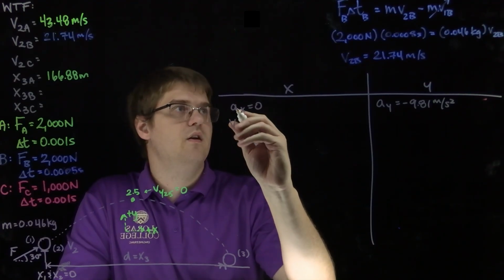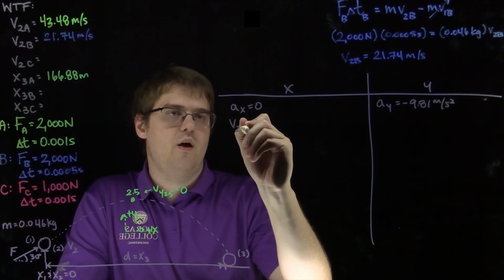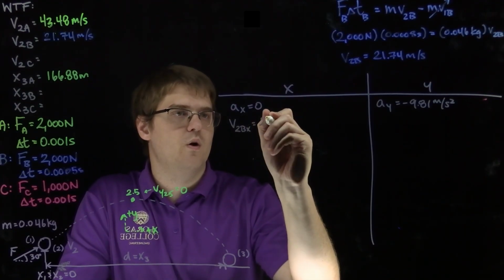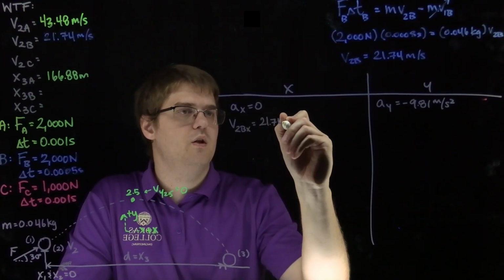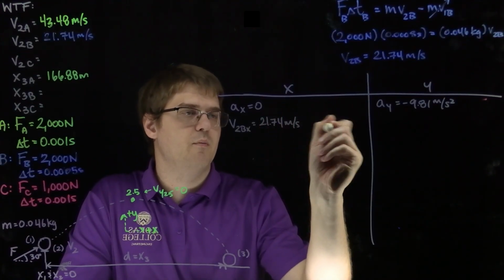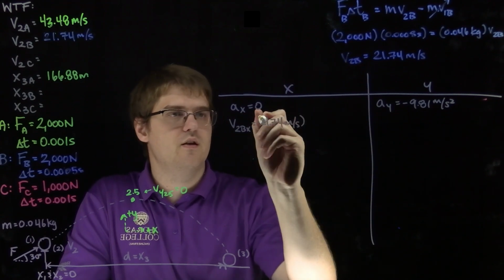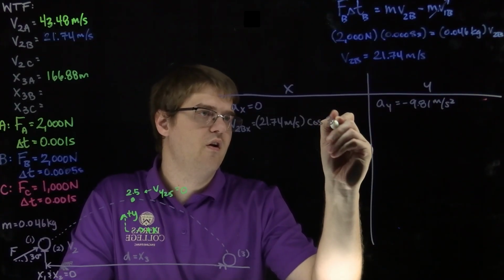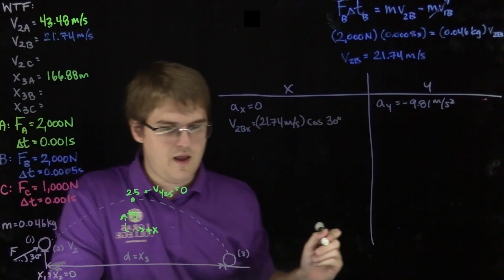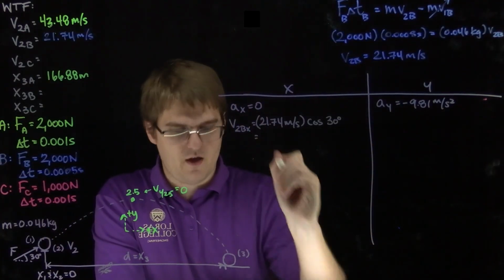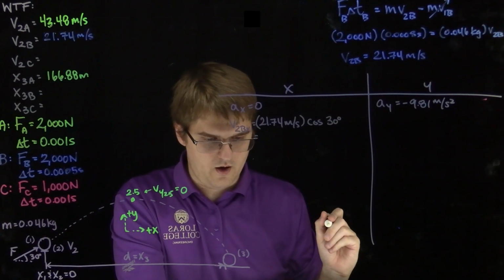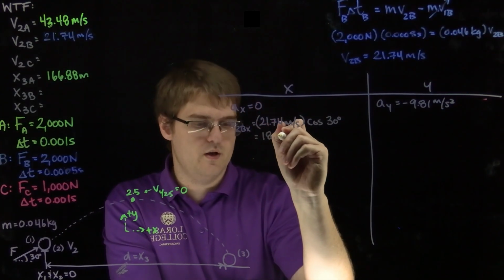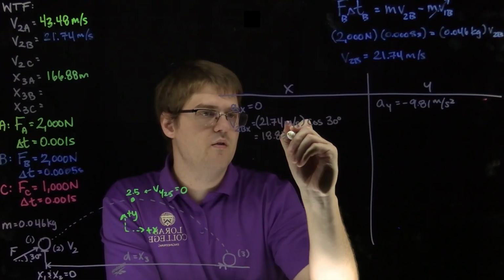So velocity of 2 at b in the x is going to be 21.74 meters per second times something. And in this case, that something is going to be cosine, just like it was before, of 30 degrees. And that gives me a value of 18.83 meters per second.